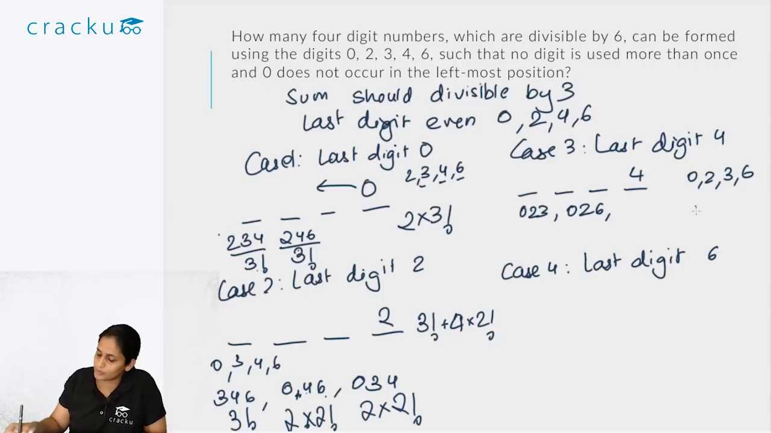Now suppose we drop 0. The digits would be 2, 3, 4 and 6. The sum in that case would be 15. So that is possible. So we have 2, 3, 6. If these 3 digits are 2, 3, 6, they can be arranged among themselves in 3 factorial ways. If these are 0, 2, 6, they can be arranged among themselves in 2 into 2 factorial ways. Similarly, if they are 0, 2, 3, again 2 into 2 factorial ways.